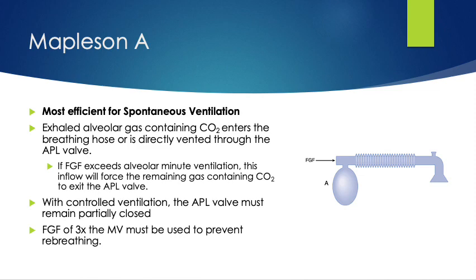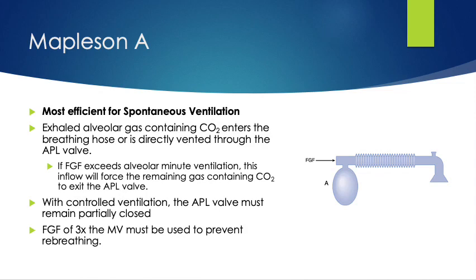Okay, so first is the Mapleson A circuit. I think it's really important to remember that the Mapleson A is most efficient for spontaneous ventilation. These questions come up often on standardized testing of which Mapleson circuit would you choose for a spontaneously breathing patient versus a controlled ventilation. So something to remember, Mapleson A circuits are most efficient for spontaneous ventilation.